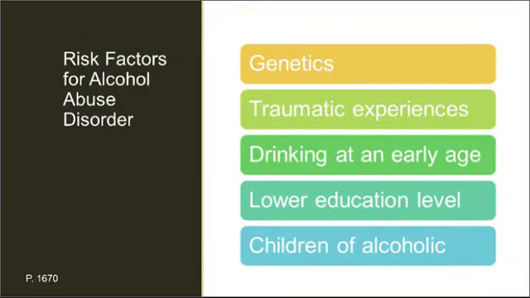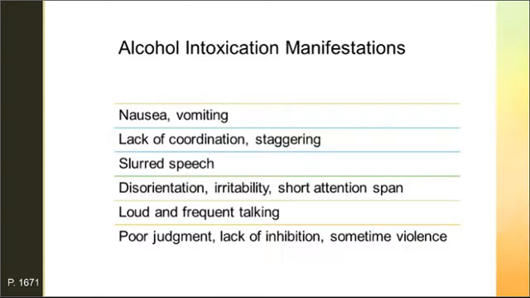Risk factors for alcohol abuse, page 1670: genetics, traumatic experience, drinking at an early age, lower education, and children of alcoholics. Sociocultural: lower education, and not marrying by age 30 is a risk factor. Cultural factors such as poverty, geographic isolation, unemployment, difficulty in acculturation, social disadvantage, and alcohol availability are significant factors with abuse. And there's a dual diagnosis, dual disorder, alcohol and mental health.